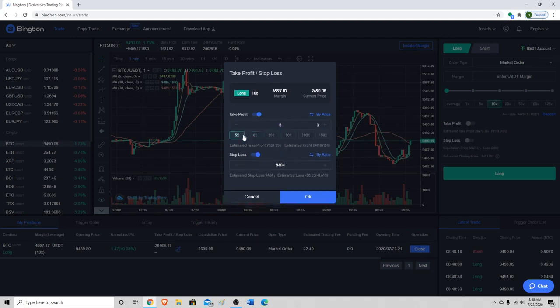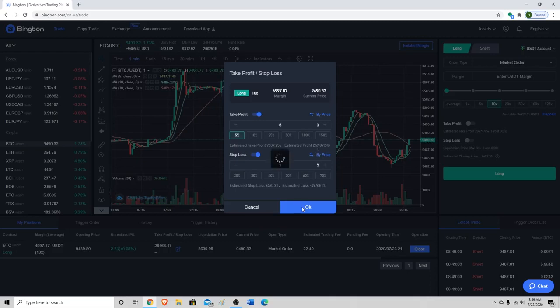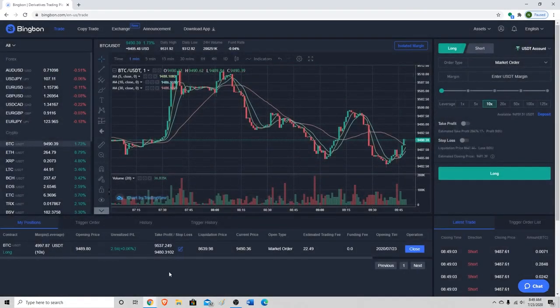So if I want a 5% win on this trade and I want to risk 1%, my estimated loss would be $50, and my estimated take profit would be $250. So you can set it however you like, and it'll show you what price everything's set at there. And then again, unrealized profit, liquidation price, it shows you. So always put your stop loss above your liquidation price.